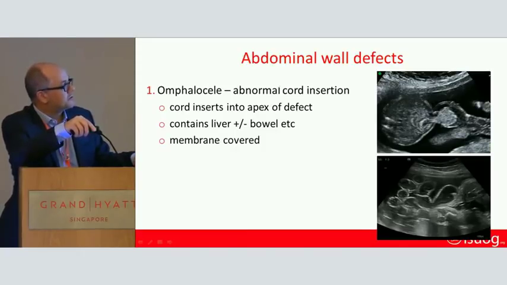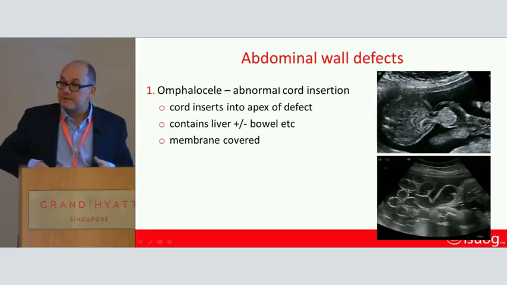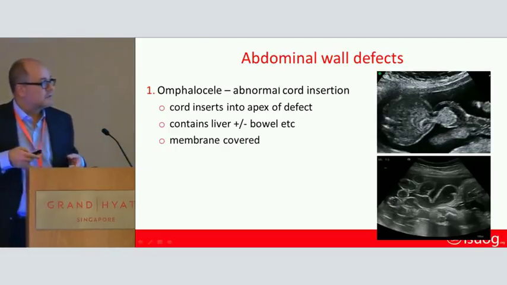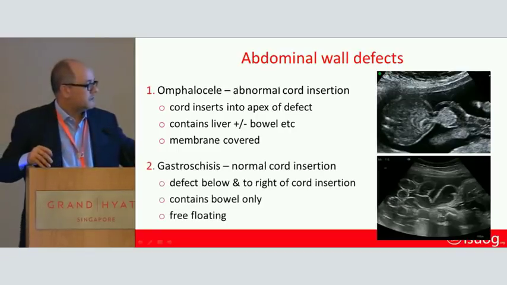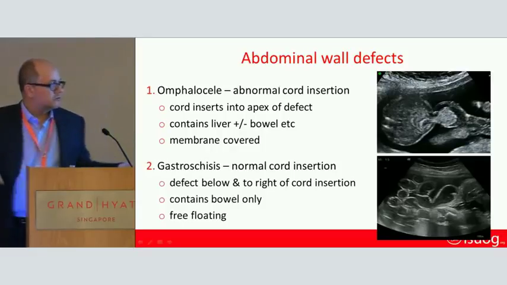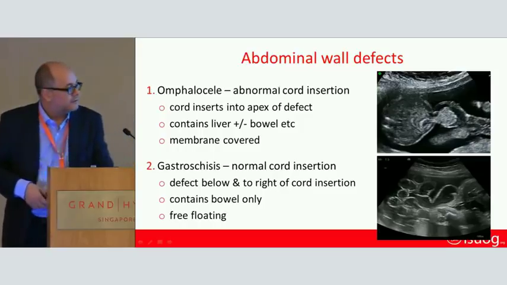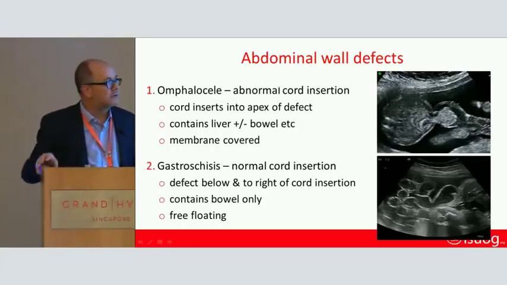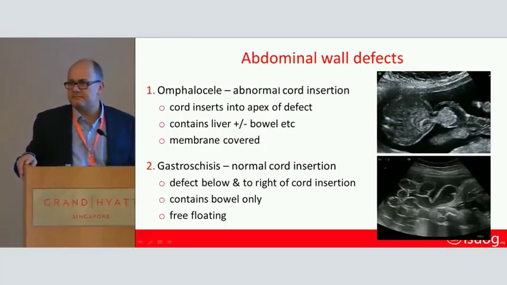You have an abnormal cord insertion where you can see the cord inserting at the apex of the defect here. And it can contain the bowel, it can contain the liver, and there's a membrane that covers it. Okay? As opposed to gastroschisis, where there is no membrane covering it. The bowel is just floating around. So you have a normal cord insertion, and then the defect in gastroschisis is just to the right and below the umbilical cord, and you see the bowel floating around. Bonus question, which of these two babies has trisomy 18?